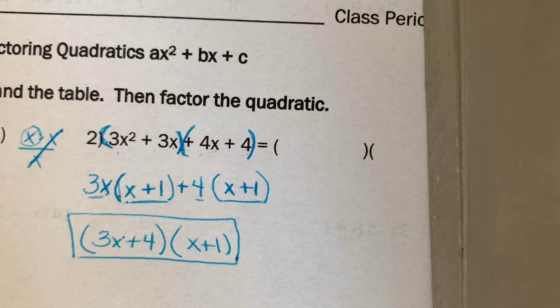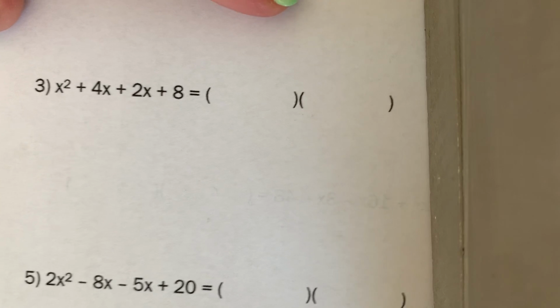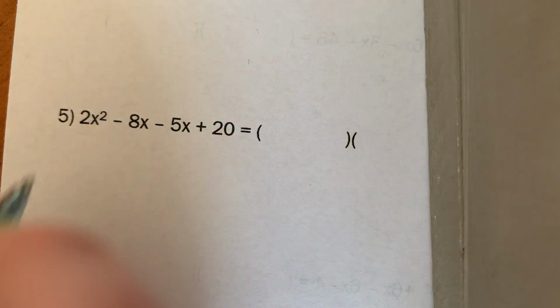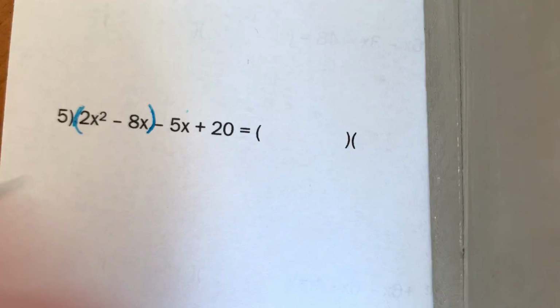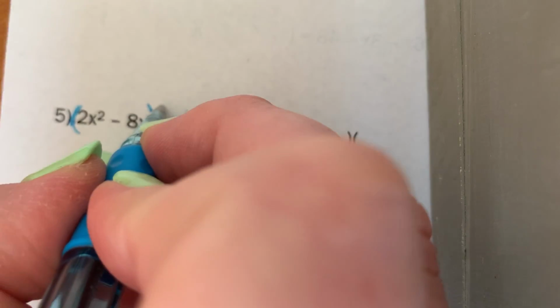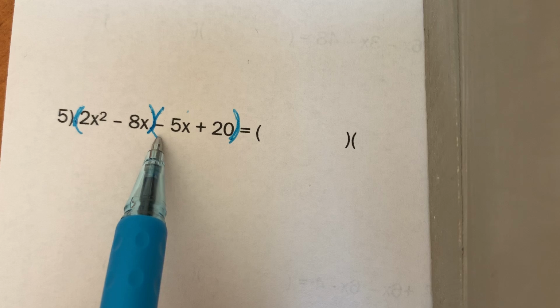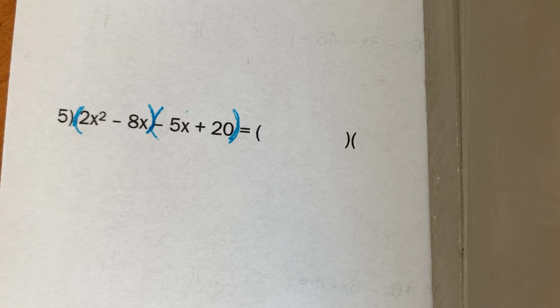All right, which one do I want to do next? Let's jump over to number 5. Okay, same thing. You're going to group the first two together. Then you're going to group the second two together. Remember, the sign always still stays with the third term.